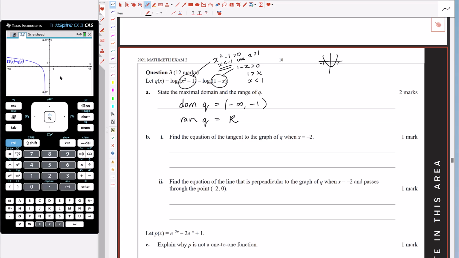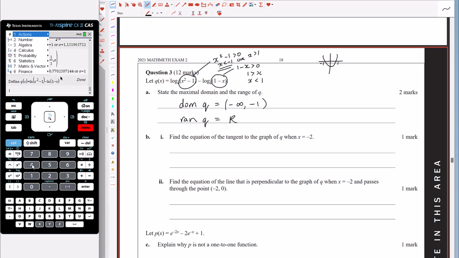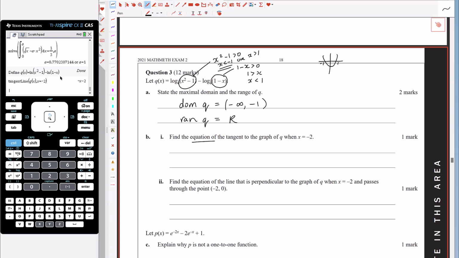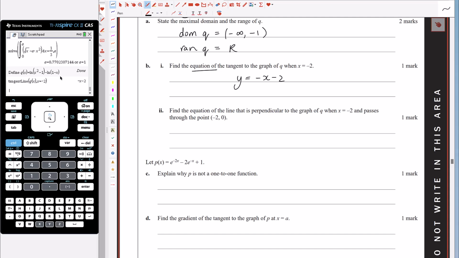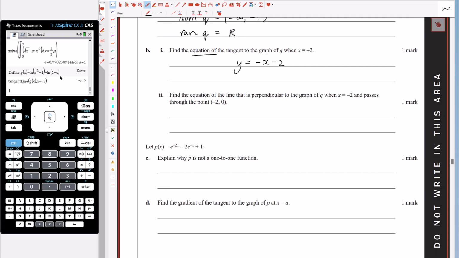Find the equation of the tangent to the graph of q when x equals -2. Some 1-mark question with a CAS, because it's a menu 4-9. Tangent to q of x when x is equal to -2 is -x minus 2. Now, equation of means it does need to have a y equals, so you need to understand the output that your CAS gives you, and therefore the equation of that tangent is y equals -x minus 2. They comment on that frequently in examiners' reports. -x minus 2 is not an equation, and so you wouldn't get any mark if there's no y equals.